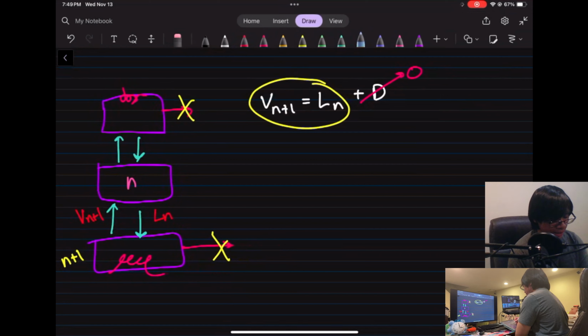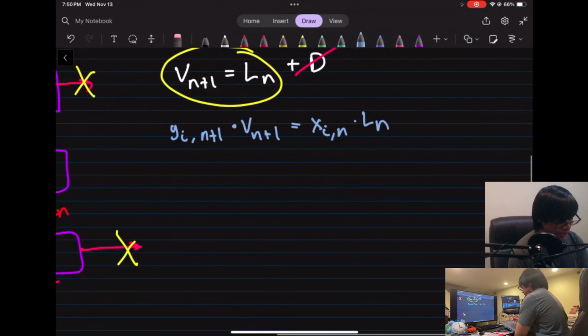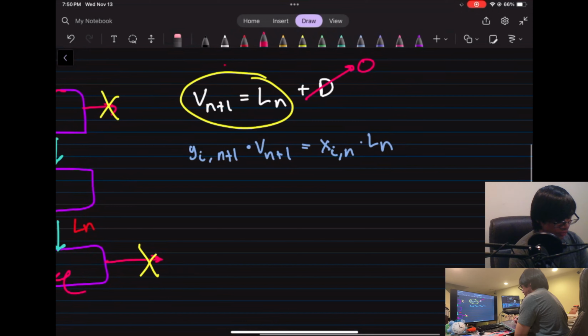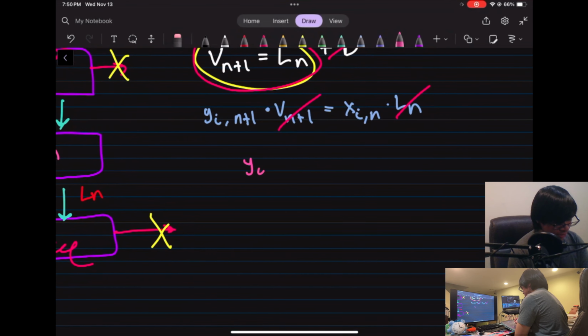So that being said, we do our component mole balance for our light key, which we denote with i. So we have yi of our light key, our vapor mole fraction of the light key at the stage below, times our vapor flow rate is equal to our liquid mole fraction at that current stage n times our liquid flow rate. Okay, so we know that the vapor and liquid mole flow rates are equal to each other, so these essentially cancel out, and now we're left with just our mole fractions. So I'll write this out.